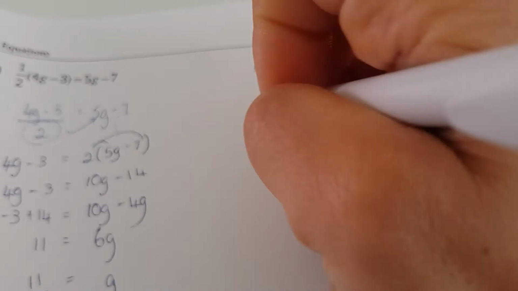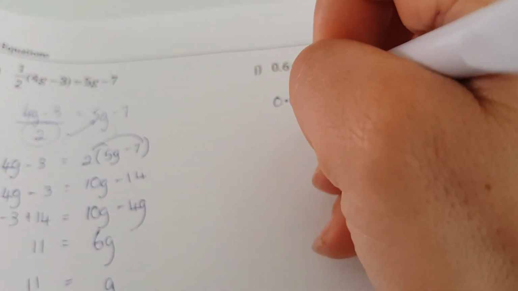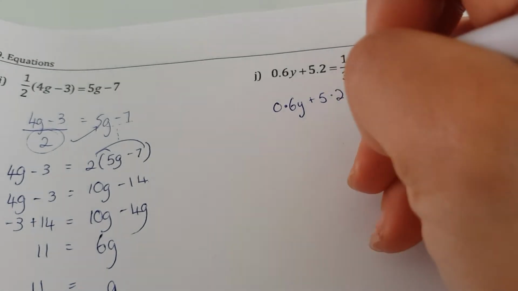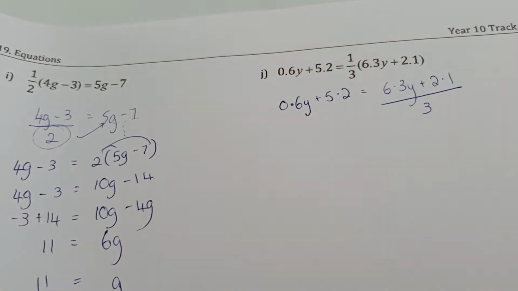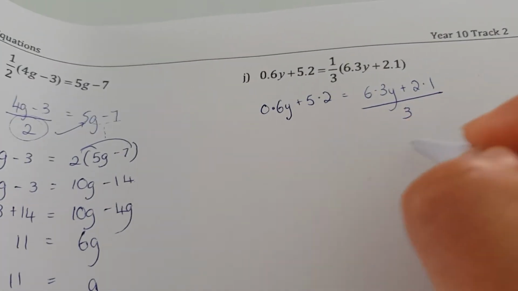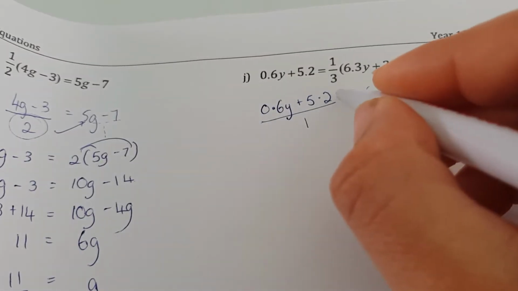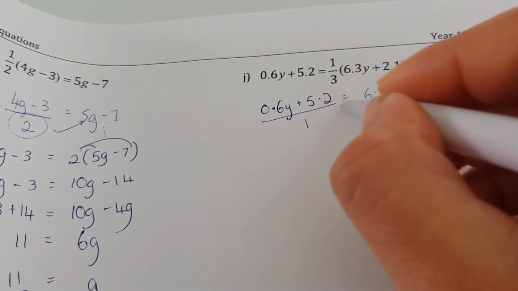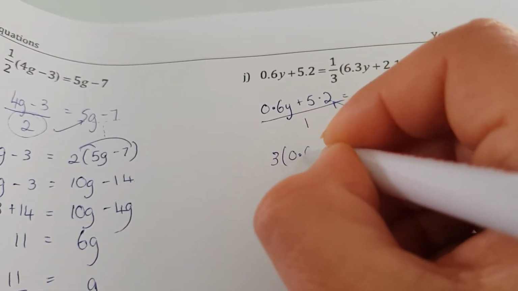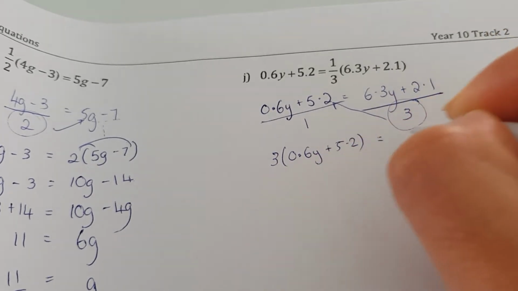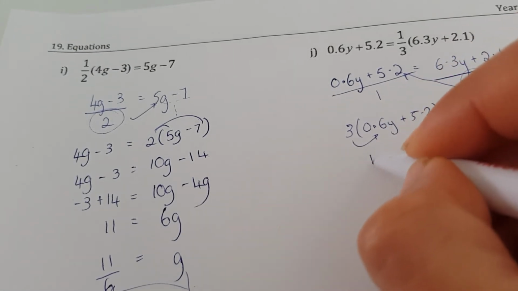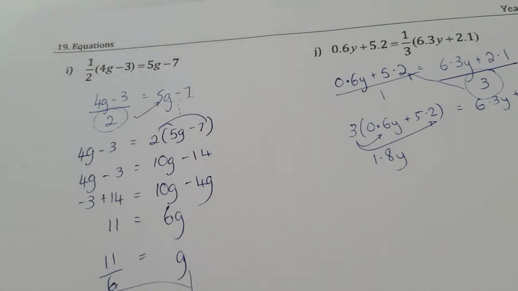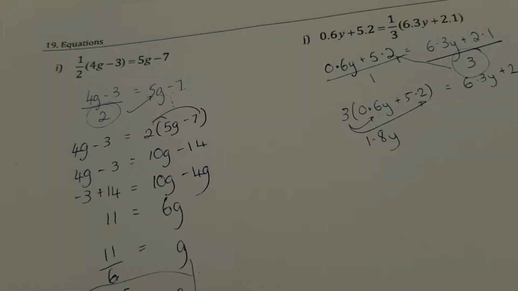Next one. You have 0.6y plus 5.2. This is similar to the previous question. The only difference is that we have decimal numbers, so it shouldn't be a problem. Similarly, you can either use LCM, which is 3, because this is on 1, or cross multiply. So 3 times 0.6y plus 5.2. You need the calculator over here. That is 1.8y, times 3, which is 15.6.